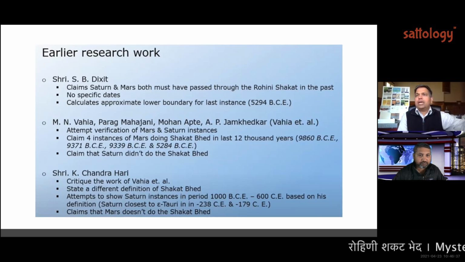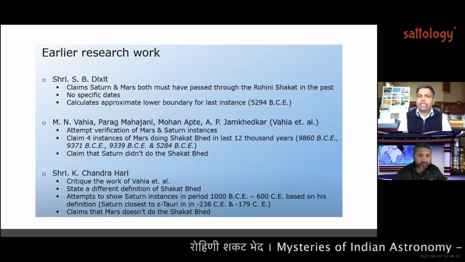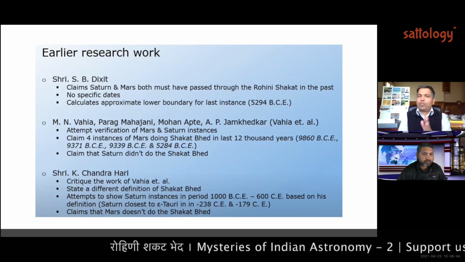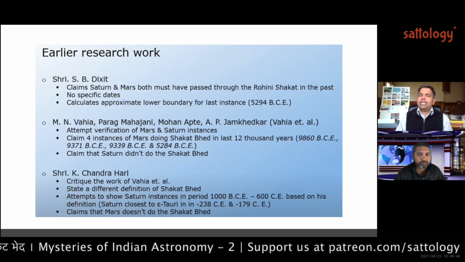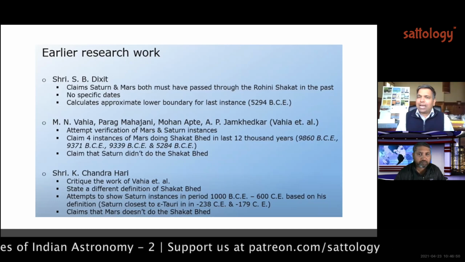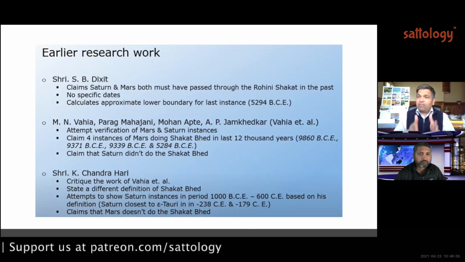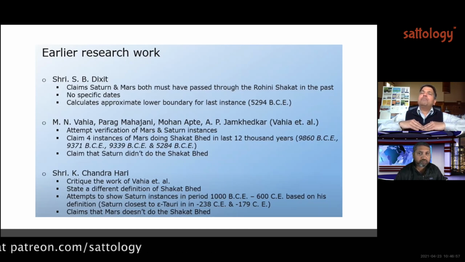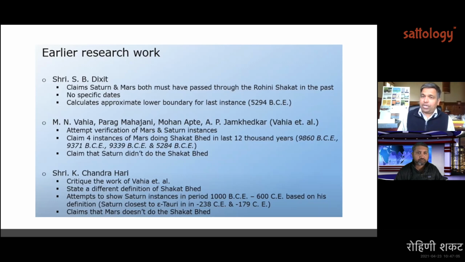We don't know if we can show anything in the last few thousand years, but definitely in the past, they would have done it. That's a possibility. He did not propose any specific date, but he did calculate the lower boundary. And he said, based on his back of the envelope calculation, it appears to him that if they ever did it, it would be before 5000 BC. That was an approximate back of the envelope calculation. The specific year he mentioned is 5294 BC or before.